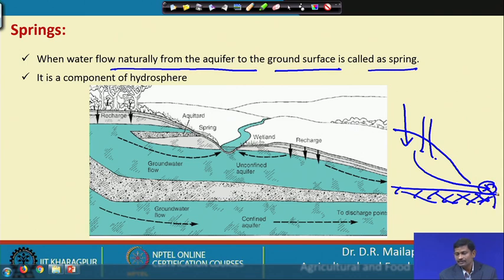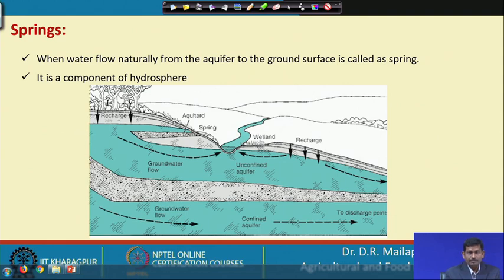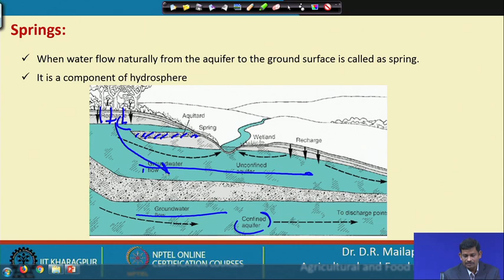Okay, you can see, this forms a spring. There are different kinds of springs. The component of the hydrosphere, if you see, this is groundwater flow in a confined aquifer, and this is an unconfined aquifer. The recharge which is going here, due to the impervious surface, some of the water will flow through this and some water will flow through this. Since it is an impervious surface, you can see the water flowing continuously, right, this is called a spring.